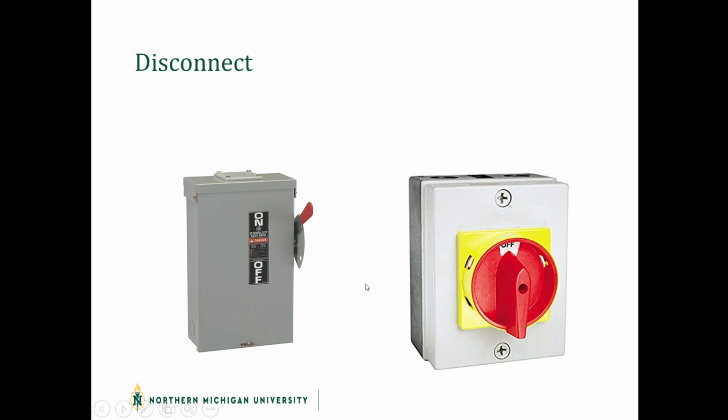These are what your disconnects look like. So this one's pretty typical. So again, you have to de-energize the circuit first. So at the panel or at the switchgear, whatever is controlling that, you de-energize it, then you can shut your switchgear off, and then you wouldn't be able to turn that energy back on.